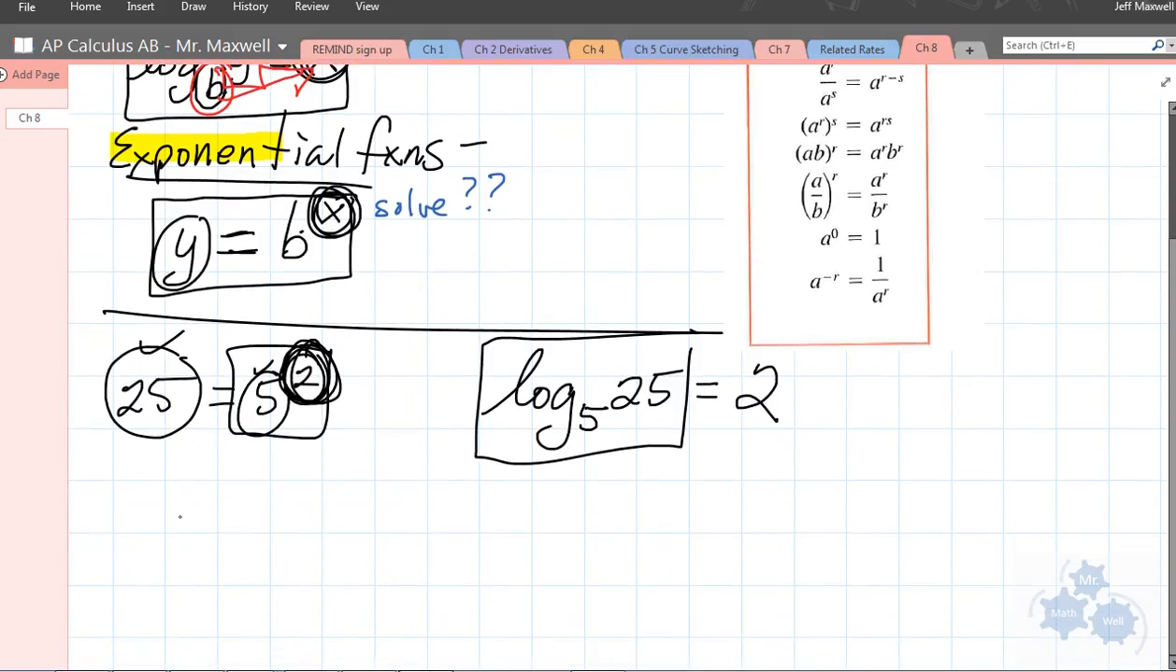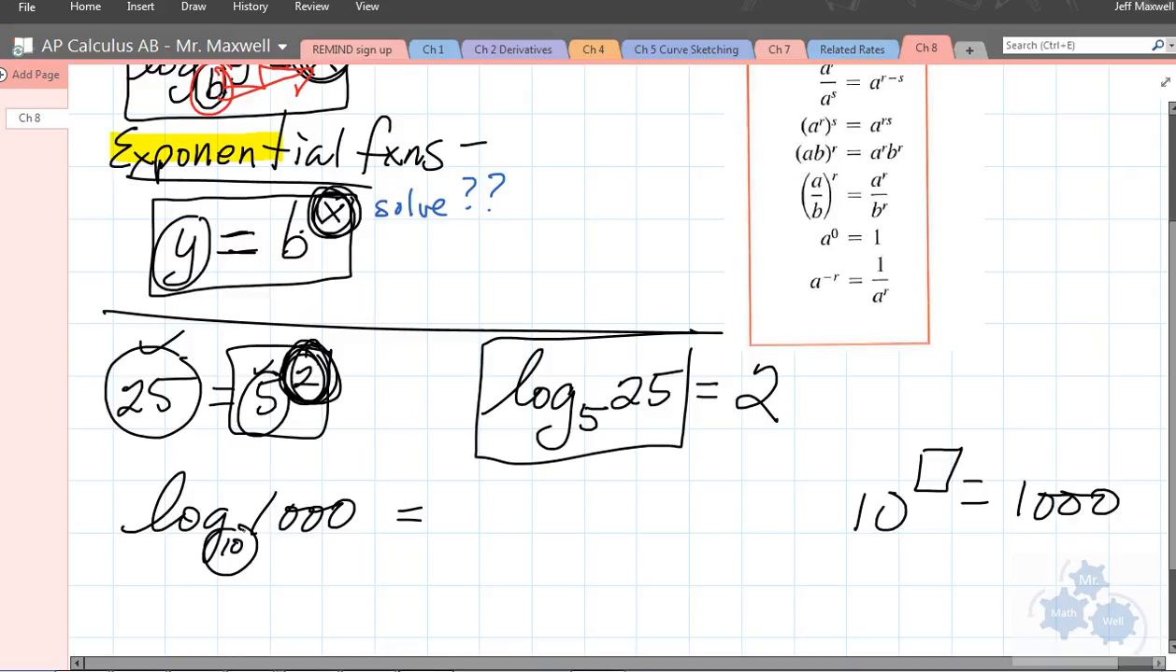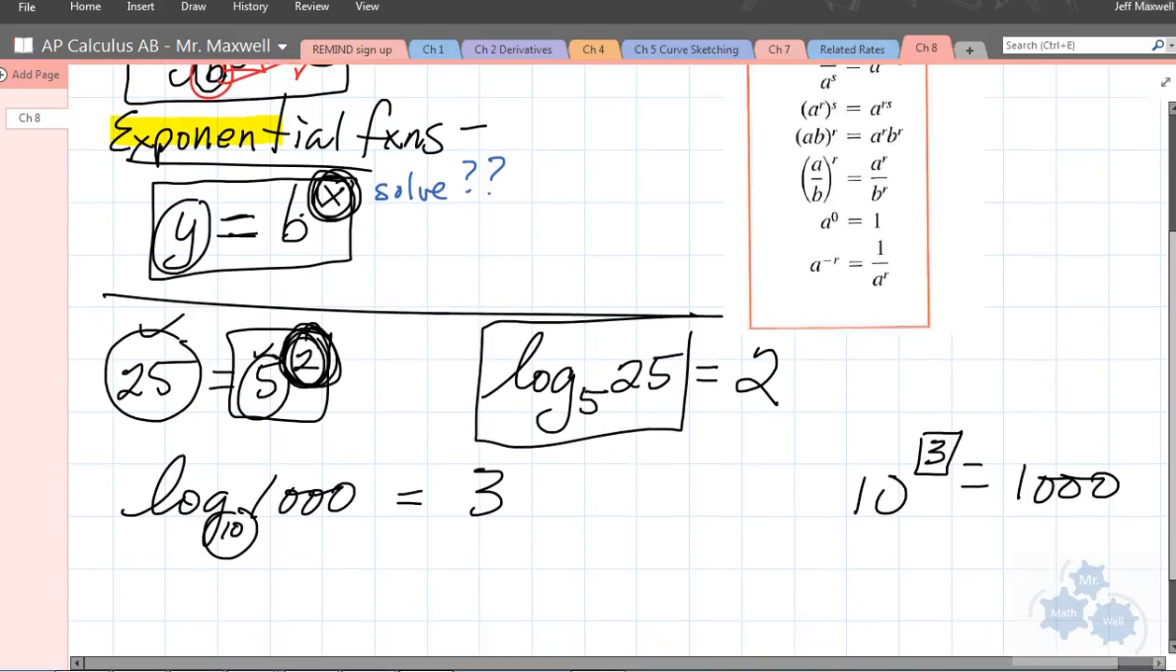Okay? So what is the log of 1,000 base 10? Okay, so you ask yourself, 10 to what power equals 1,000, right? 10's the base. The answer is 3 because of that. All right?